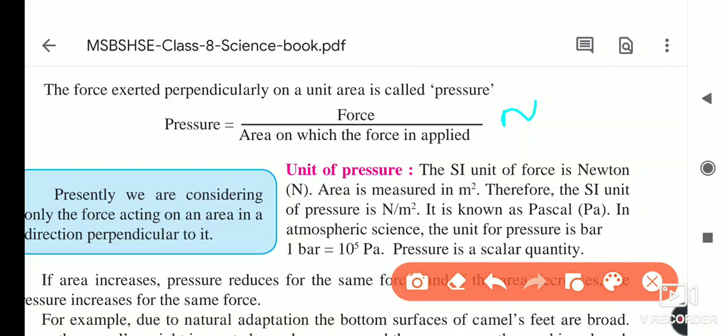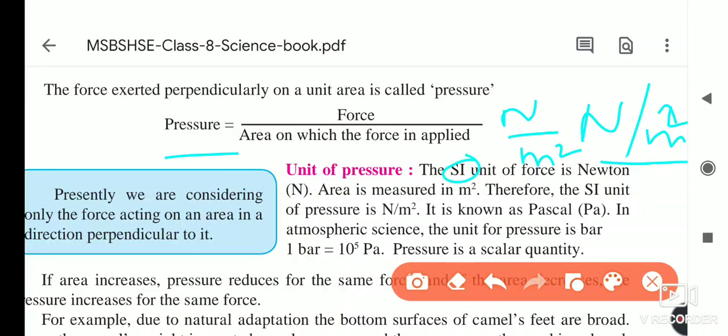These things are new for you, so keep them in your mind, because they are helpful in the next standard. Force we always measure in Newton, shown with a capital N. Area is measured in meter square. So it is Newton upon meter square, written as Newton per meter square, and it is the unit of pressure in the SI system.